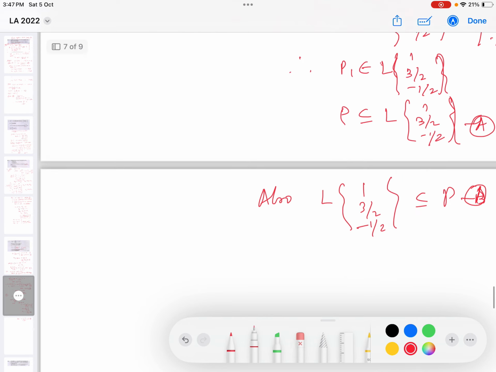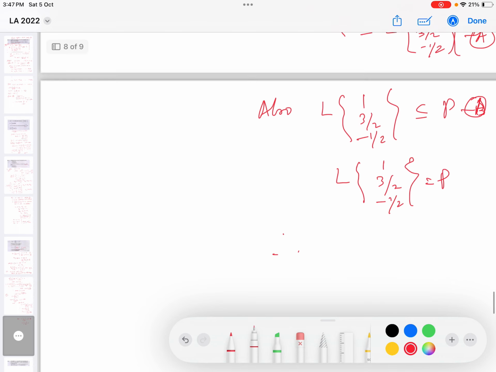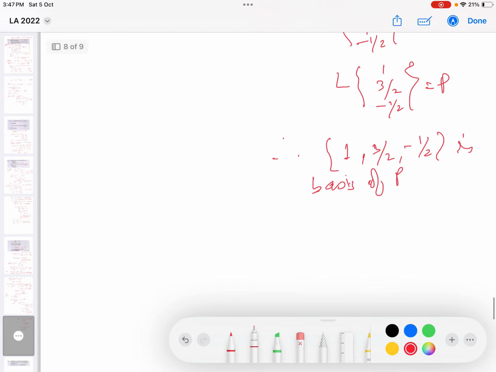We can see that (1, 3/2, -1/2) is P. Therefore (1, 3/2, -1/2) is a basis of P, and there is only one element. So the dimension of this entire expression is 1, since there is only one element.